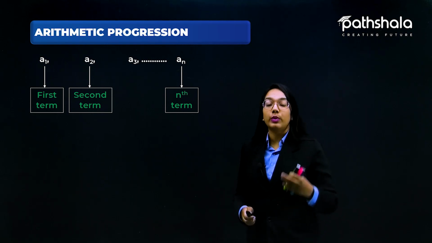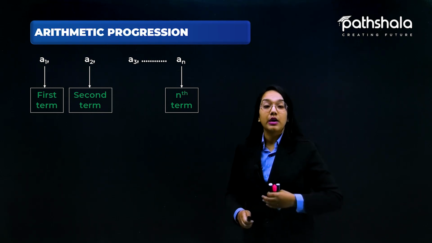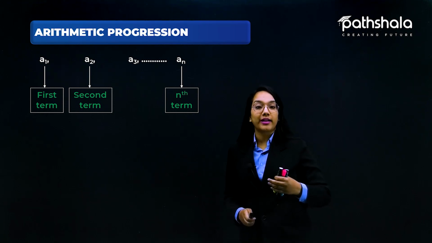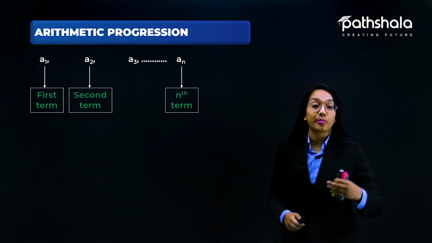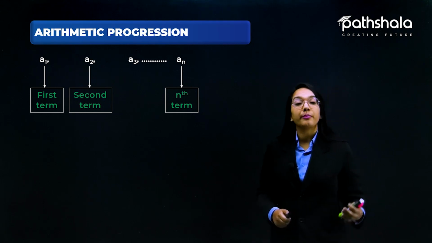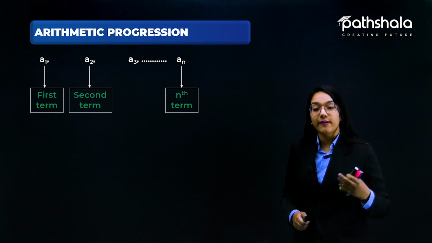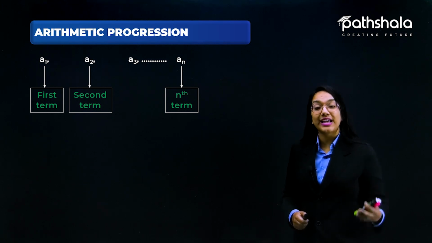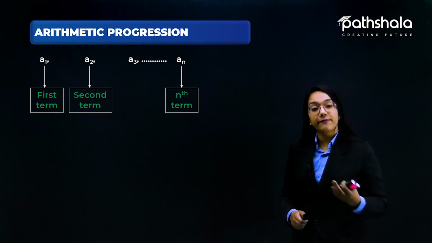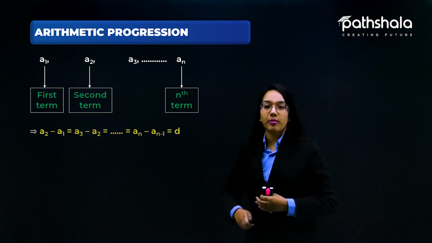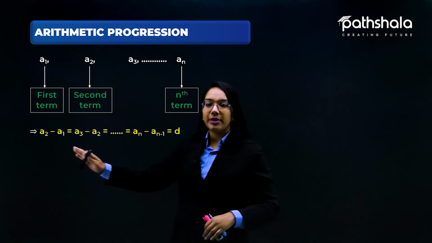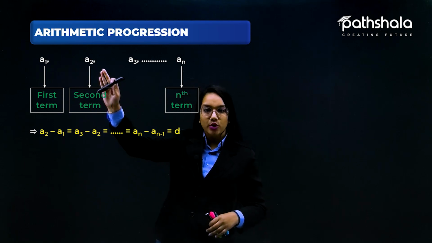So we can see that in an arithmetic progression, we obtain the succeeding term by adding a fixed number to the preceding term. It means that if I take the difference of the succeeding and the preceding term, I will get the fixed number. Let us suppose I take a2 minus a1, meaning the difference of these two terms.